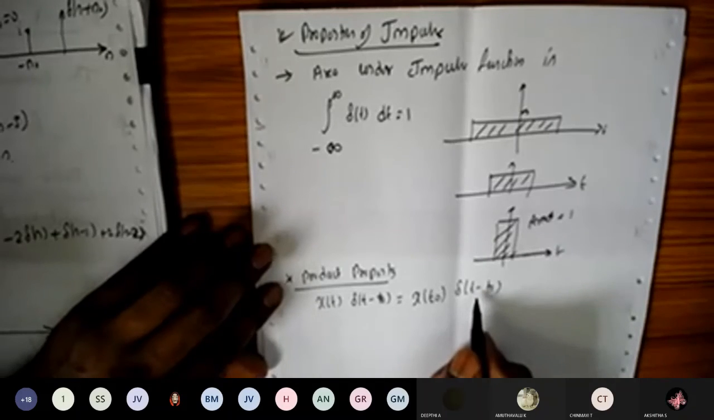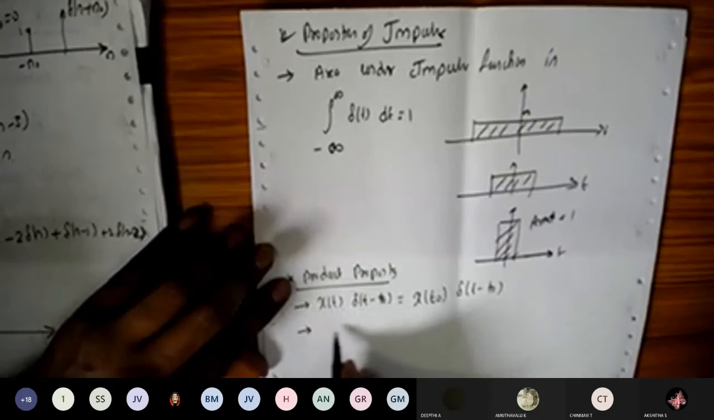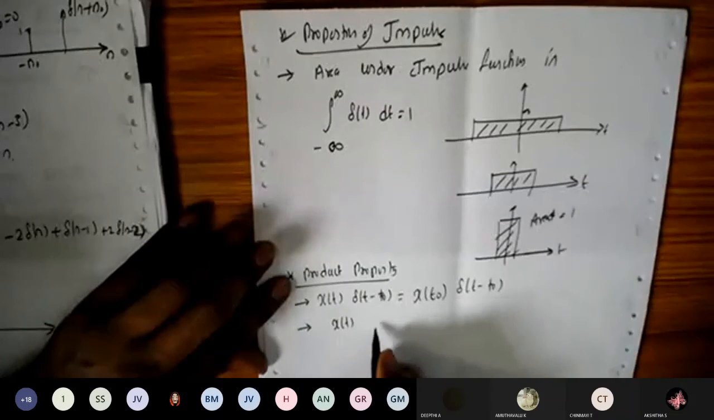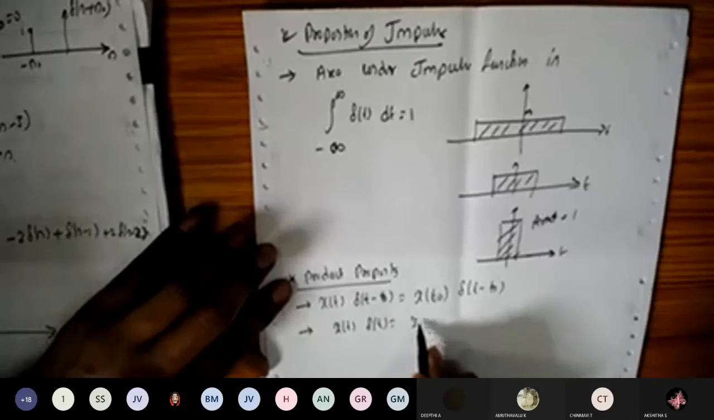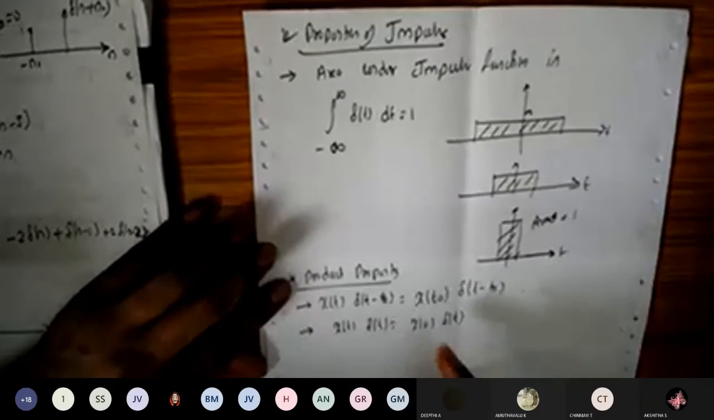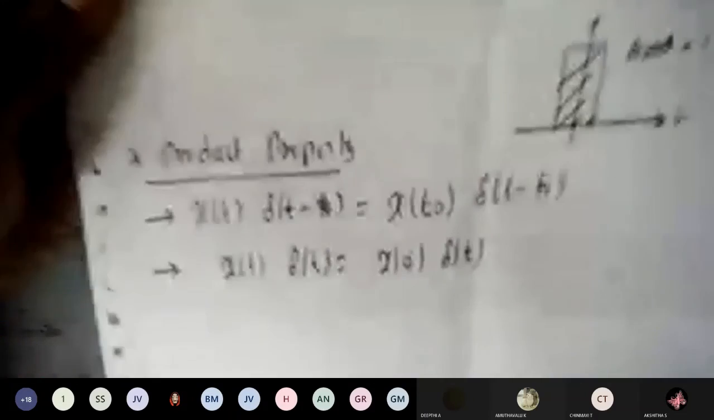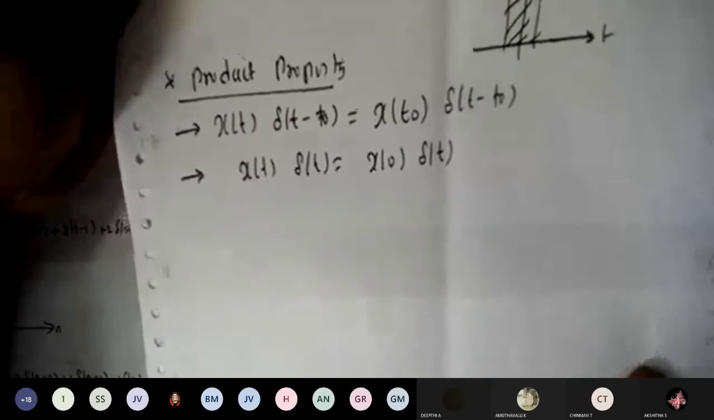Similarly, we have another version of the product property. I'm going to illustrate both. So x of t into delta of t, we can write as x of 0 into delta of t. So this is the product property of the unit impulse function. Taken, right? It's visible, it's not blurred, I guess. We've taken the product property.